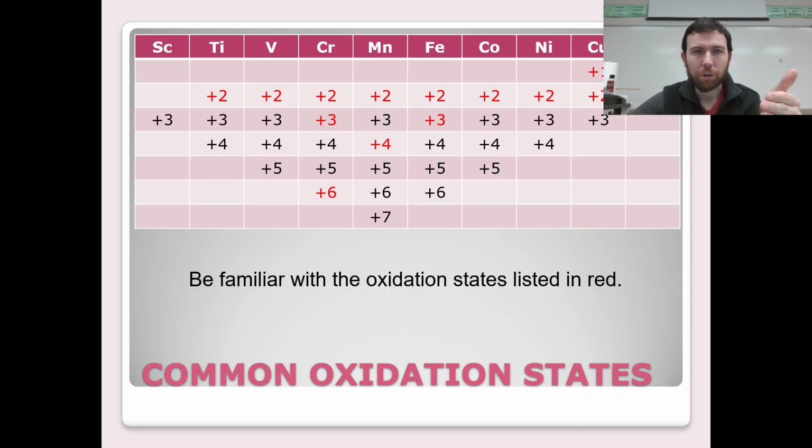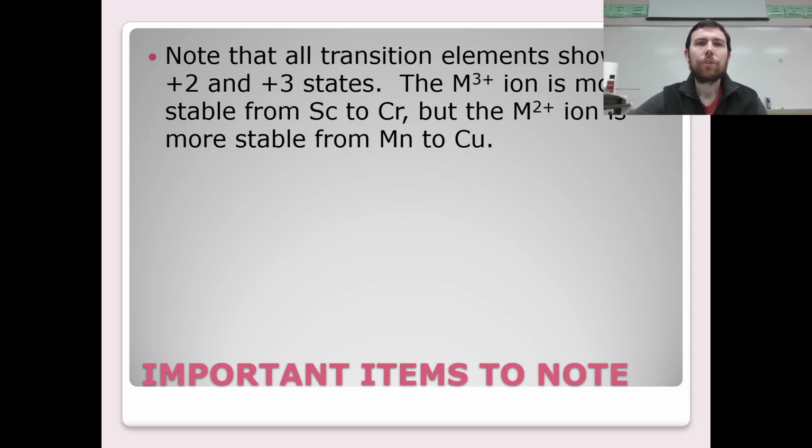Notice how, as we move across, we just keep adding an additional oxidation state up until we get to +7. And then once we get to manganese, it kind of reverts back. It's like making a V shape there, right? It's increasing and then it goes back down. So note that all transition elements show the +2 and +3 oxidation states.